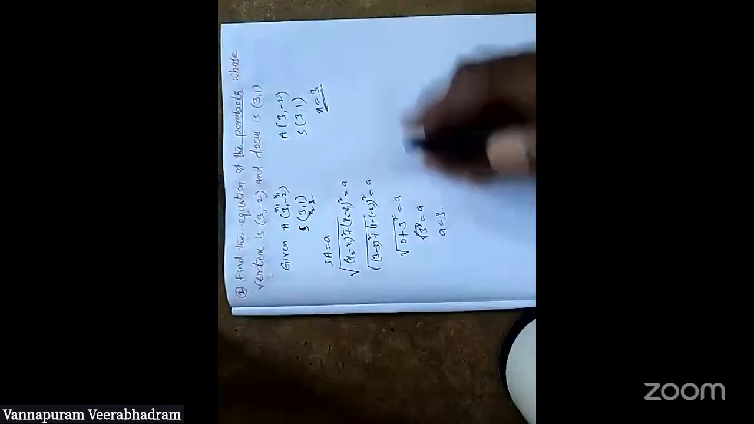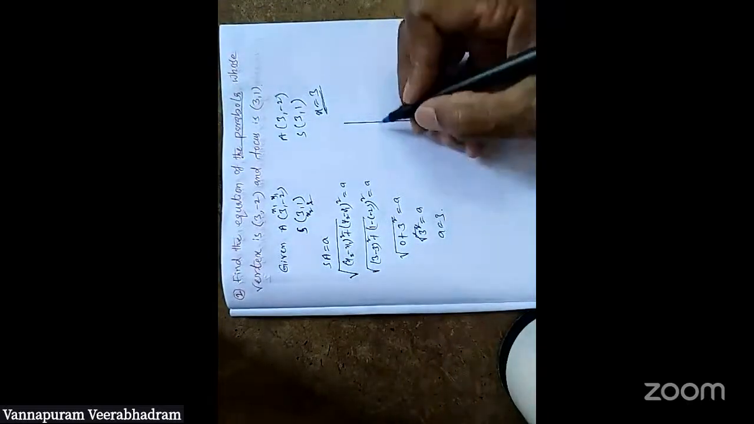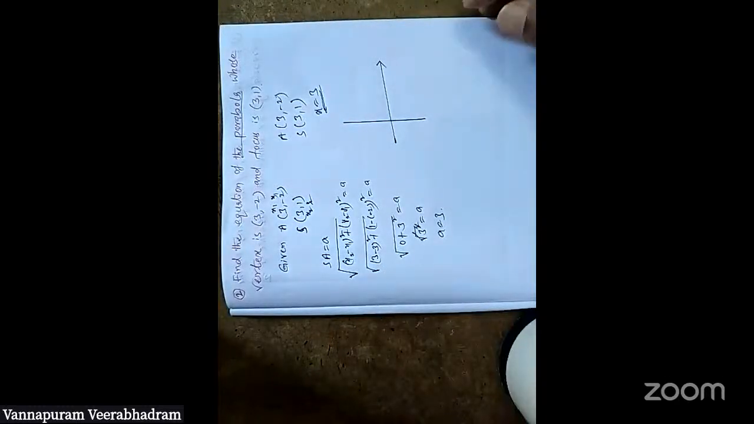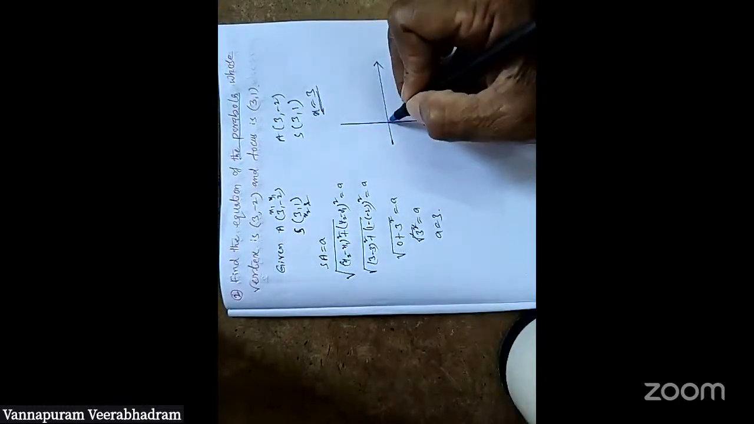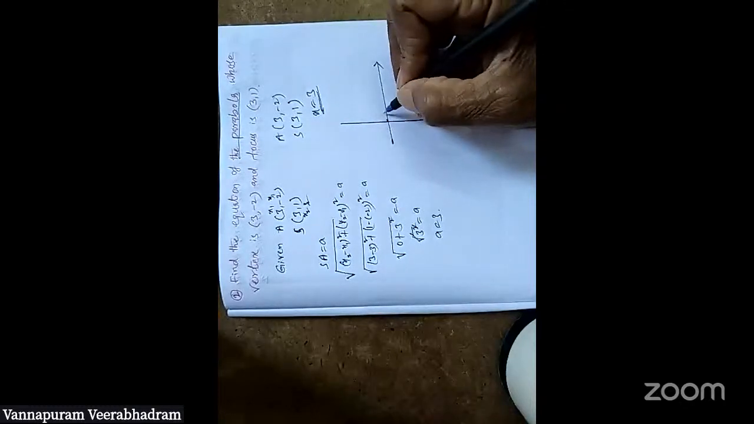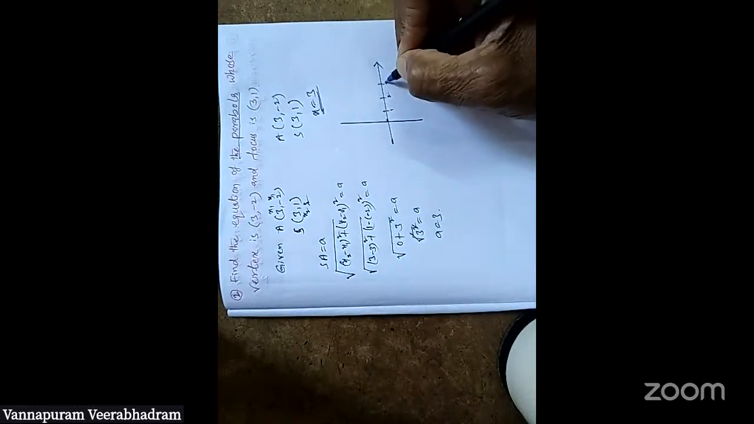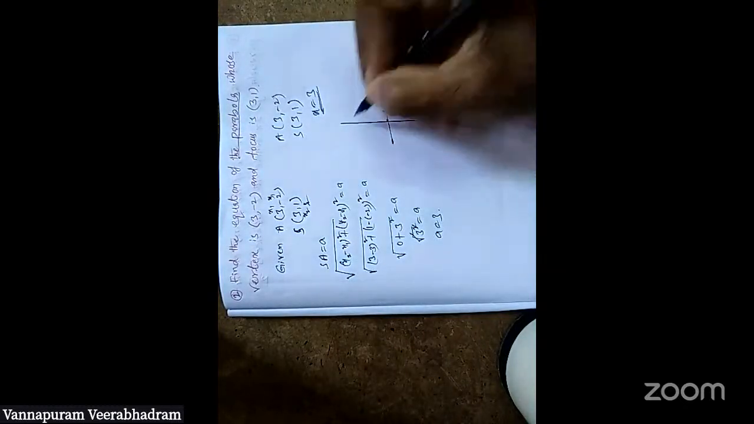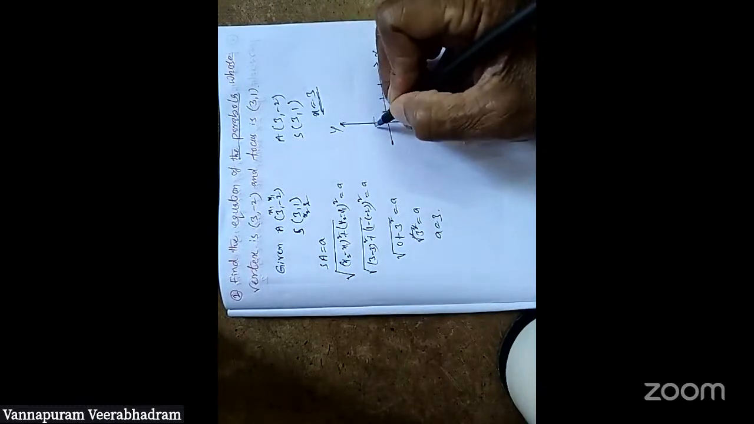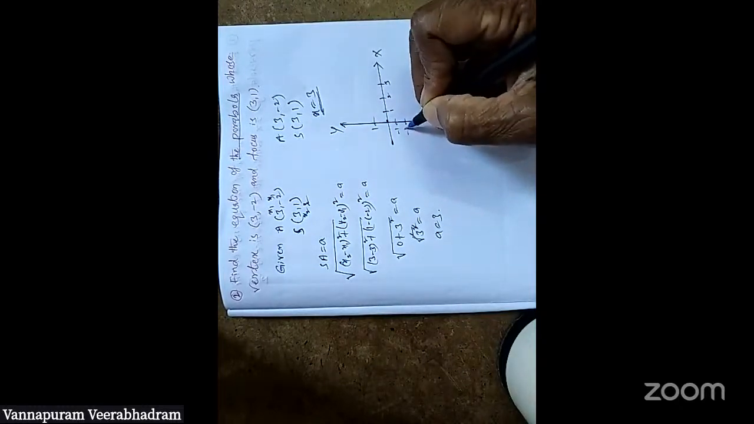So now we draw the diagram. Take it as a y axis. This is x axis. So this is origin. So let us mark 1, 2, 3 on x axis. So let us mark here 1 and the negative side, that is minus 1 and that is minus 2.